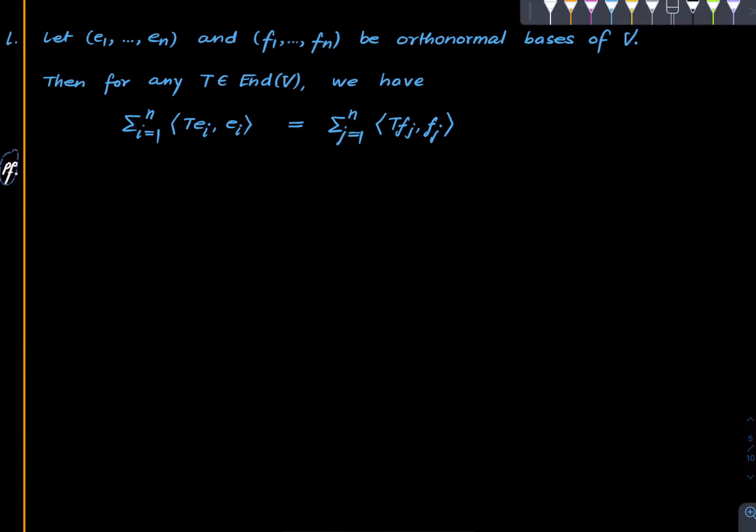Okay, so now here is a very important statement. So suppose we have two orthonormal bases of a vector space V. Then for any linear endomorphism T, we have this sum is that sum. So what this is saying is that whenever we are given an orthonormal basis, we could form this sum, but it remains invariant regardless of which basis we choose. So that's a very nice fact, and let's prove it.